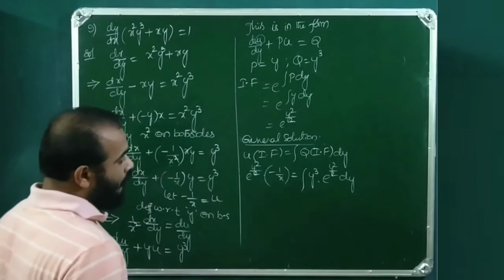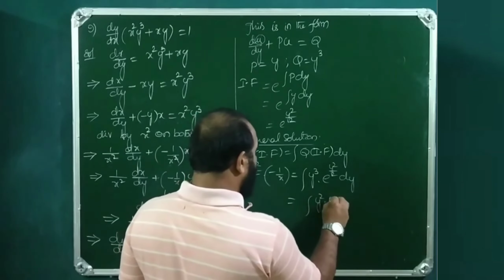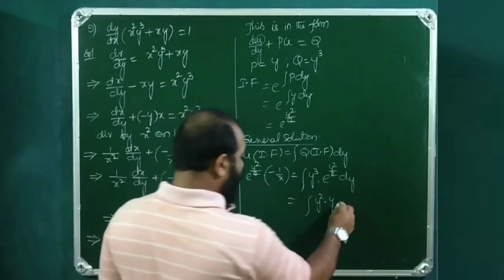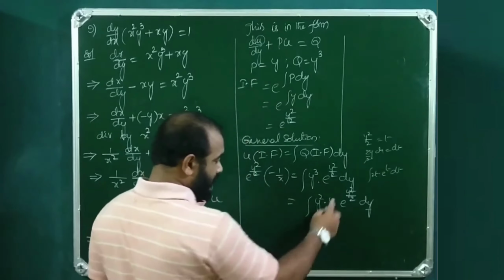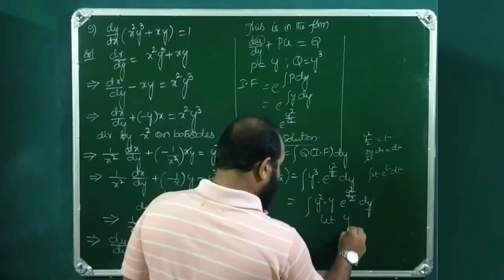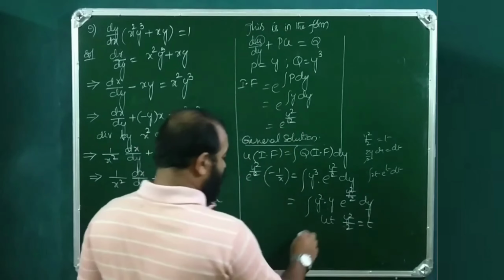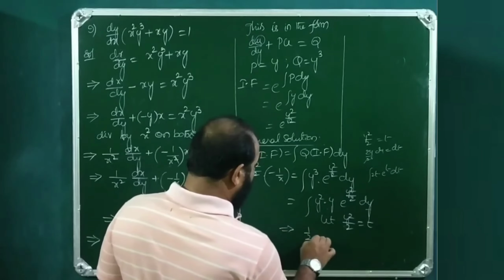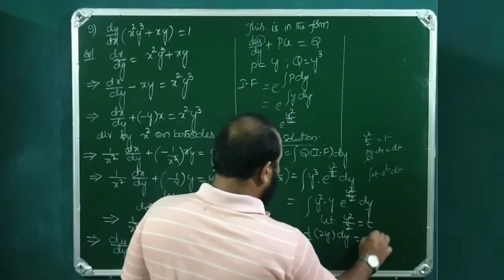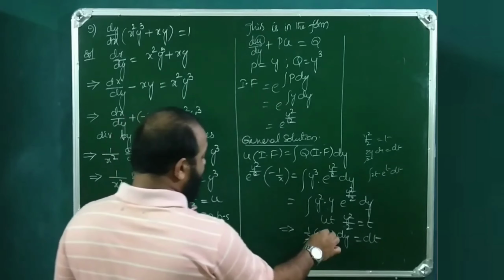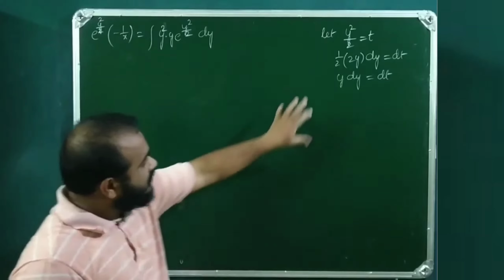So now how do you solve this? This y cube can be written as y square into y. I'll split it into the same e power y square by 2 dy. Now let y square by 2 be t, some other variable. So this is equal to 1 by 2 into, y square derivative is 2y dy equals dt. So 2 gets cancelled. Therefore, y dy equals dt. So this is what we get.